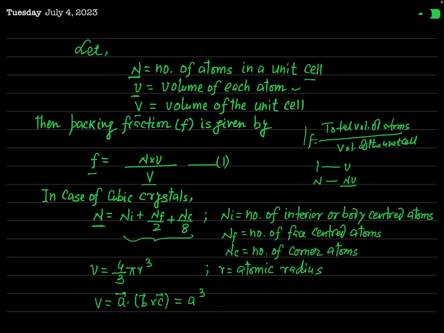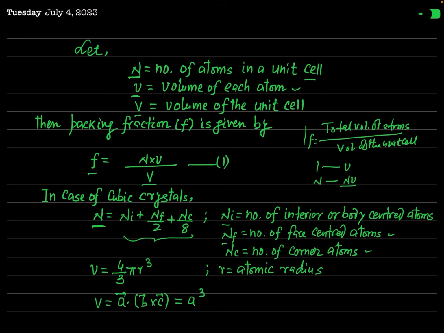You have already studied that Ni represents the number of interior atoms or body-centered atoms, Nf represents the number of face-centered atoms, and Nc represents the number of corner atoms. So using this formula, we will always find the total number of atoms in a unit cell in case of a cubic crystal.